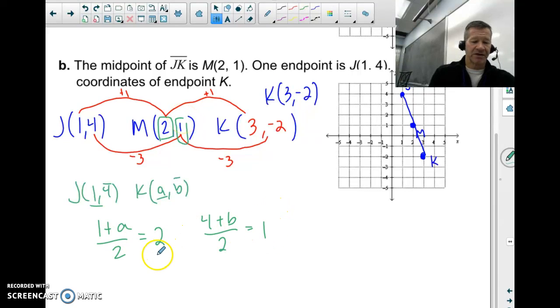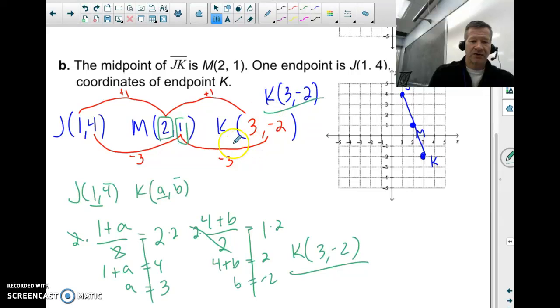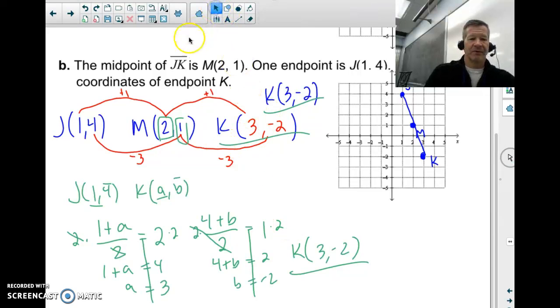You can then solve each of these equations. So here I can multiply both sides by 2. I'm trying to get A by itself. So these 2 divided by 2 is 1, so that cancels. So 1 plus A is 4. Subtracting 1 on both sides, I get A is 3. Now again, multiply by 2 on both sides over here. 2 divided by 2 again cancels. 4 plus B equals 2. And subtract 4 on both sides, you get B is -2. So you can see I get that same point, 3, -2 for point K. So 1, 2, 3 ways of doing that same problem. Okay, good luck with that.